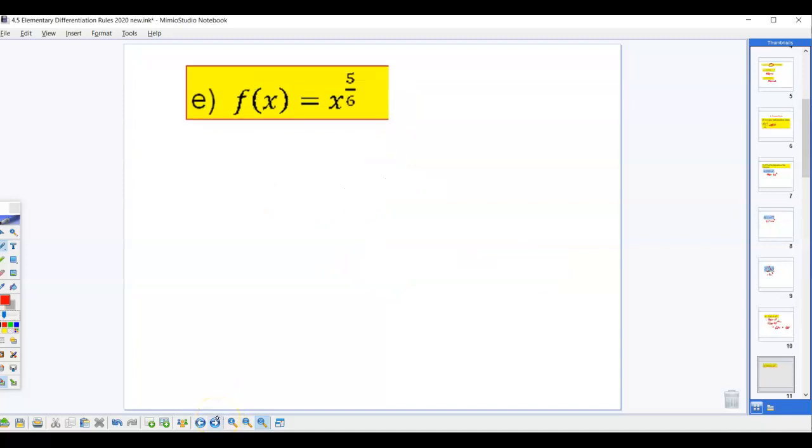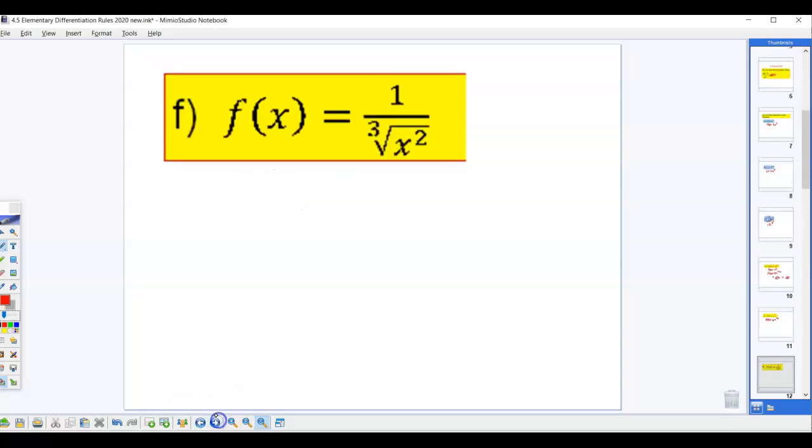If I was given something like x raised to the 5/6, to take the derivative, again the 5/6 comes out front. 5/6 subtract 1 is going to be -1/6, and that would be your final answer. Again, there are many different forms of writing the final answer, but we'll just leave it like that for now.